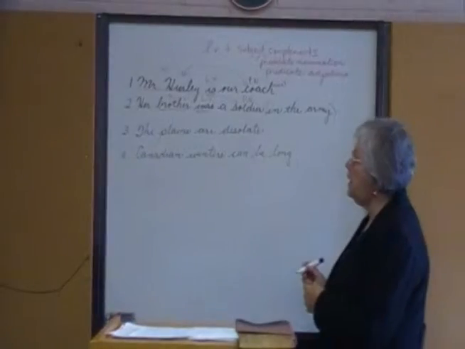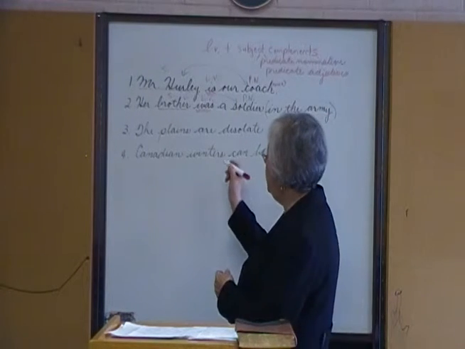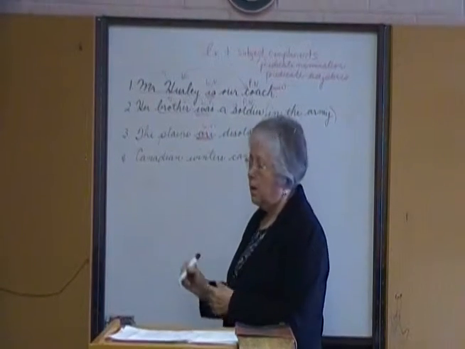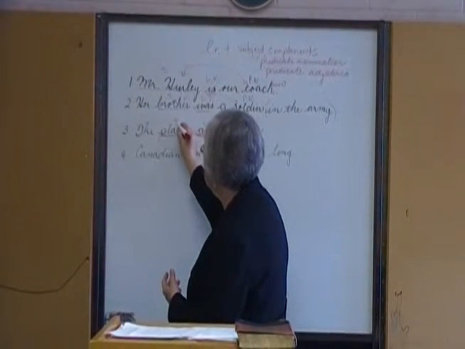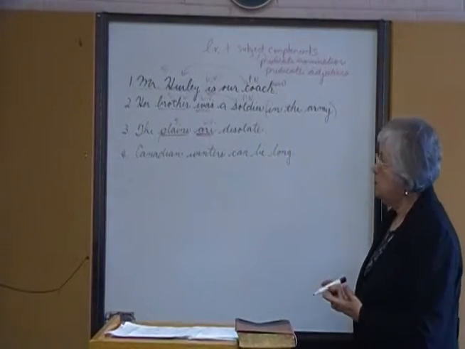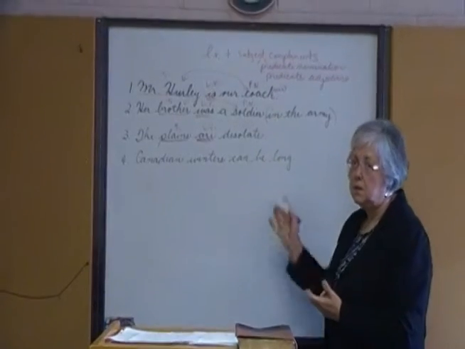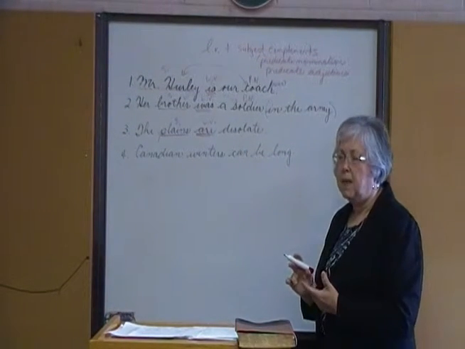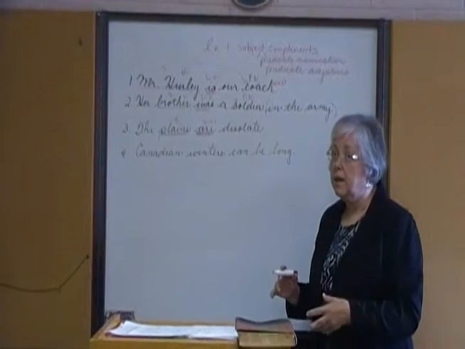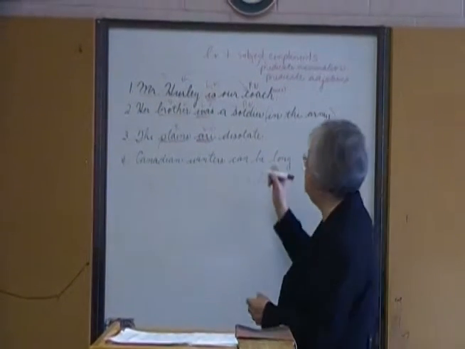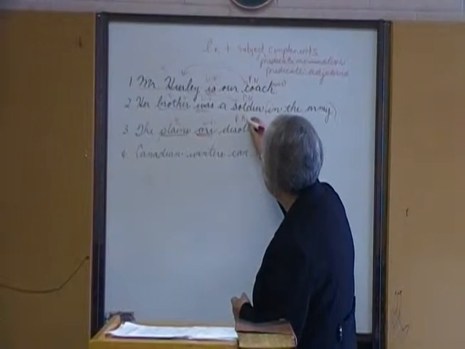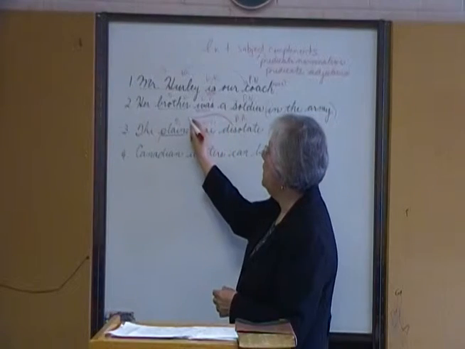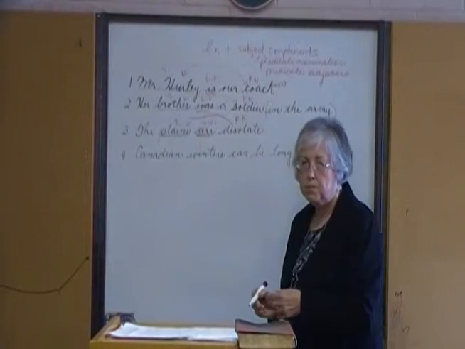Number 3, the plains are desolate. What is the verb? Linking verb are. Who or what are? Plains. Plains is the subject. Now, what is the subject complement that's complementing the subject? Desolate. Desolate's not naming. Desolate is describing, so therefore it's a predicate adjective. It's a PA, predicate adjective, and it's describing plains.